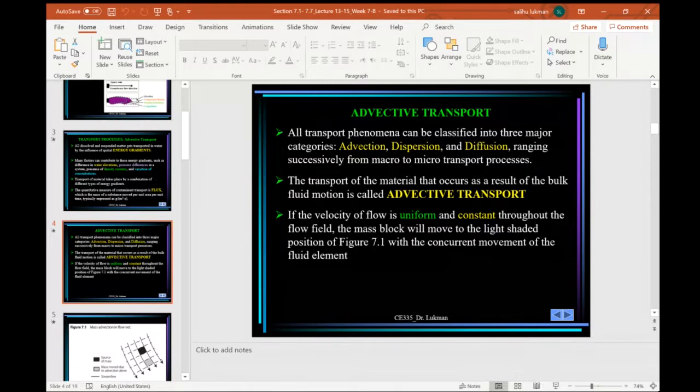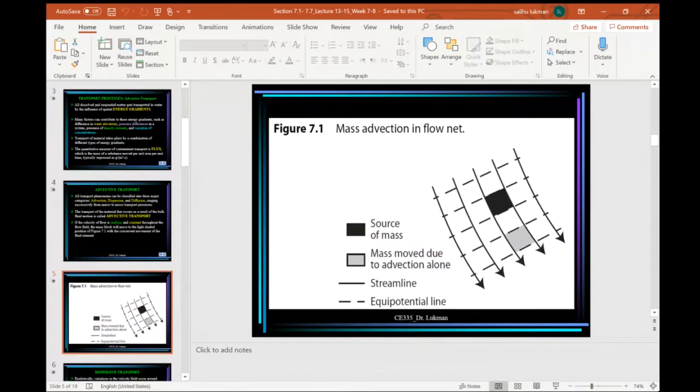We are going to check figure 7.1, which is the next slide, with the concurrent movement of the fluid element. This is figure 7.1. Here we are saying that the light shaded portion will move with the concurrent movement of the fluid element. This is the source mass, like a contaminant emitting mass, and the mass moves due to advection. So the mass will just move like a plug, completely. That is the situation when the flow is uniform and constant.